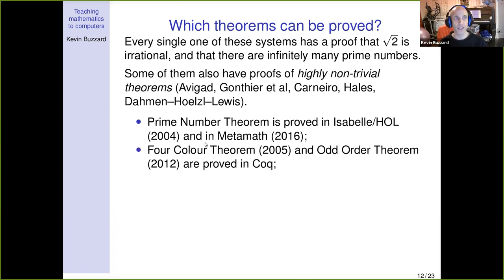And the four color theorem is the theorem about coloring maps. You can take a map of the countries in South America and you can color in the different countries in four different colors, and no two countries that touch each other will have the same color. This was proved in Coq. And the odd order theorem is a very deep theorem about finite groups. Every finite group of odd order is solvable. This was proved by John Thompson, and it was one of the reasons he got a Fields Medal in 1970.